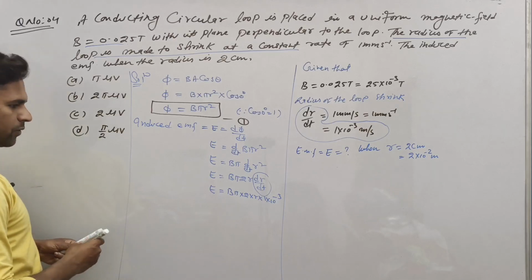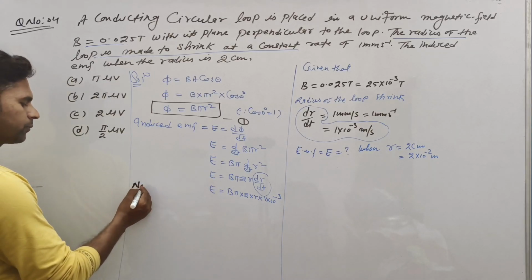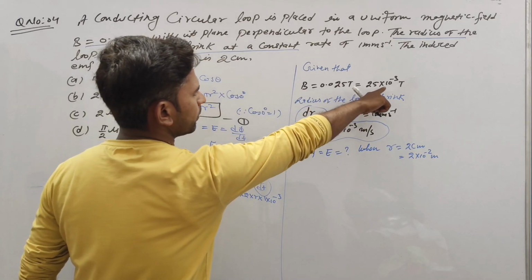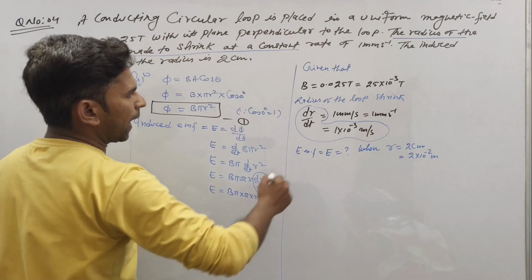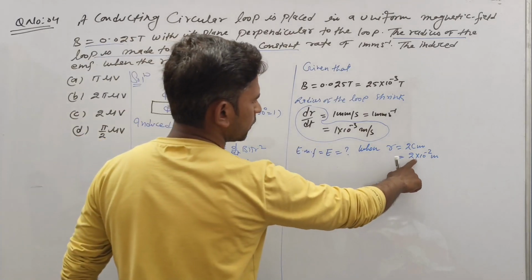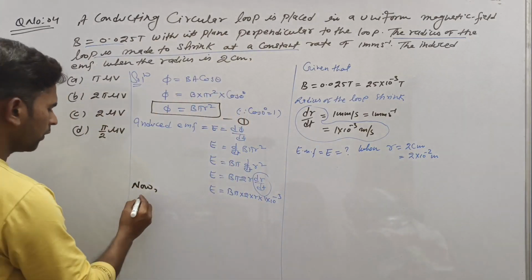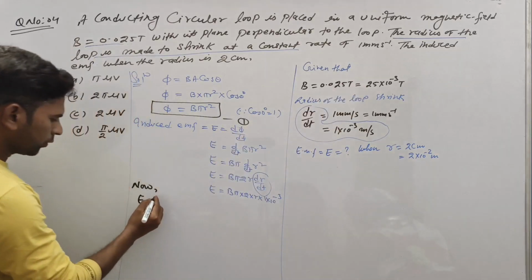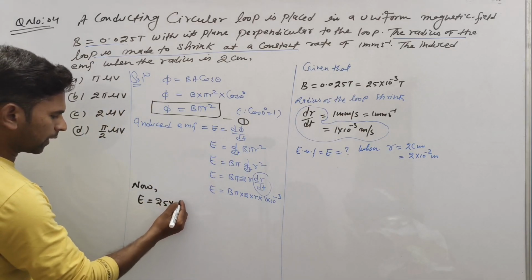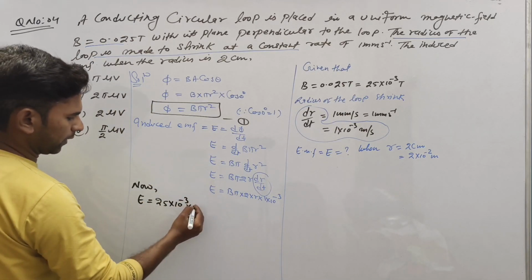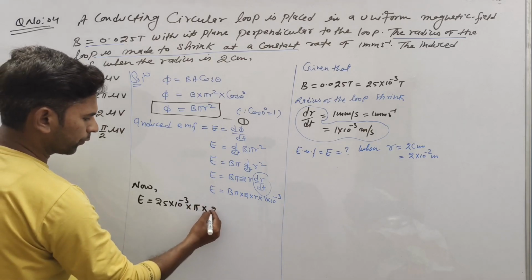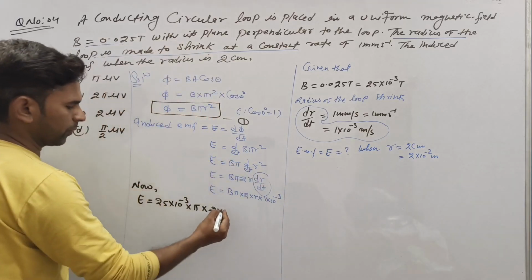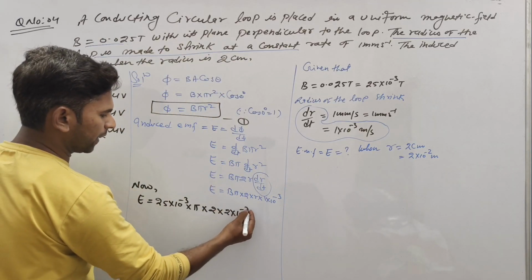Now you can put all the values of B and r here. B has the value 25 multiplied by 10 power minus 3, and the value of r is 2 into 10 power minus 2 meter. So E will be equal to 25 multiplied by 10 power minus 3, multiplied by pi, multiplied by 2, multiplied by r, which has the value 2 multiplied by 10 power minus 2.